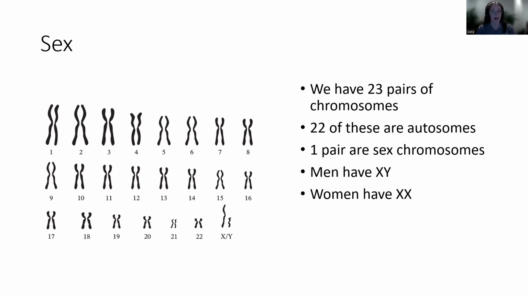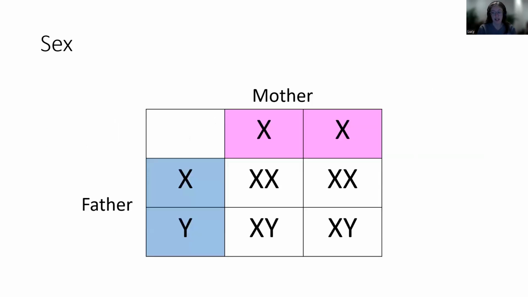However, there's one pair that is to do with sex. These are called, unsurprisingly, the sex chromosomes. Men have the chromosomes X and Y, while women have the chromosomes X and X. These chromosomes are the ones that have all the information about sexual reproduction and sexual characteristics. Sex is inherited in exactly the same way as other alleles.